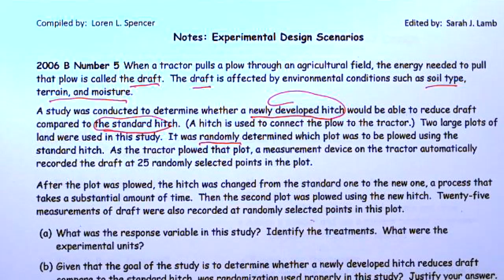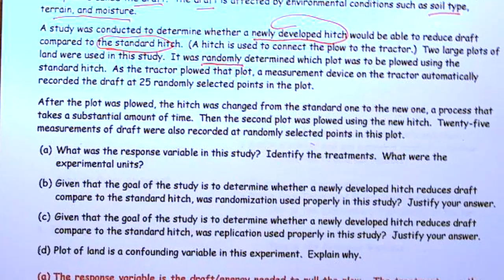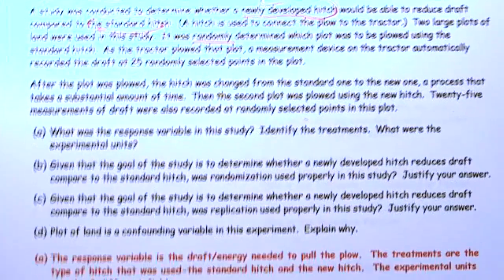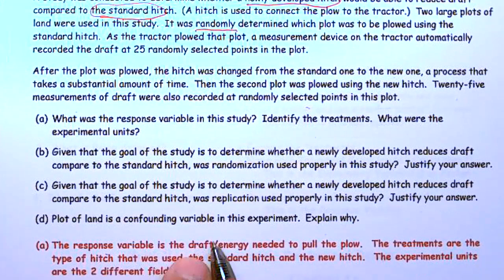What was the response variable in this study? Identify the treatments. What were the experimental units? Well, the response variable is what you were measuring, and what we were measuring was the draft. So the response variable is the draft, or energy needed to pull the plow. We could have just said the response variable is the draft, and we would have been fine.